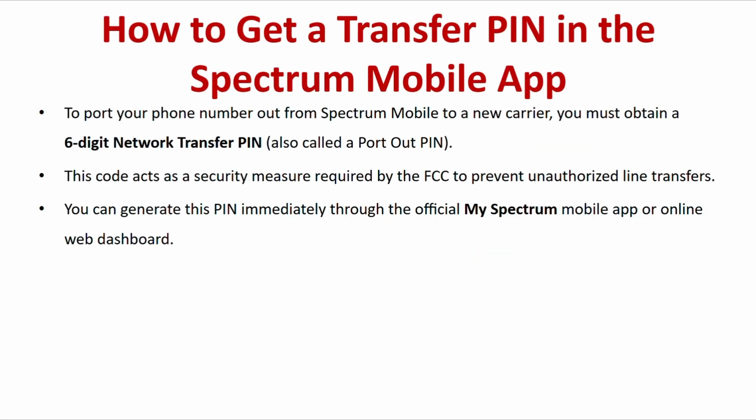To port your phone number out from Spectrum Mobile to a new carrier, you must obtain a 6-digit network transfer pin, also called a port out pin. This code acts as a security measure required by the FCC to prevent unauthorized line transfers. You can generate this pin immediately through the official MySpectrum mobile app or online web dashboard.